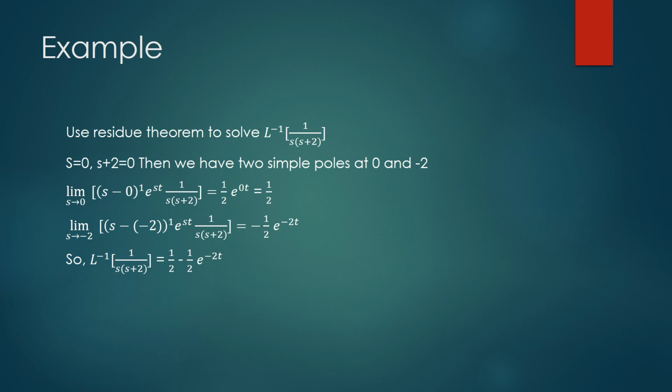We plug 0 into a, solve the equation, and get 1 over 2. Then we plug negative 2 into the function, and we find that the answer is negative 1 over 2 e to the negative 2t. So at the end we know the answer of the inverse Laplace transform of 1 over s times (s plus 2) equals 1 over 2 minus 1 over 2 e to the negative 2t.